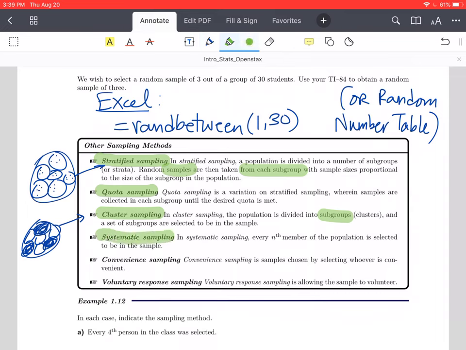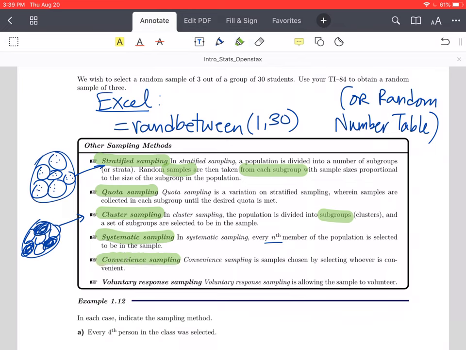Systematic sampling. Every nth member of the population is selected to be in the sample. So here, this one sounds less random, but as long as the numbers have been assigned randomly, and we choose n based on how many we need in the sample, then it is actually, in fact, random.